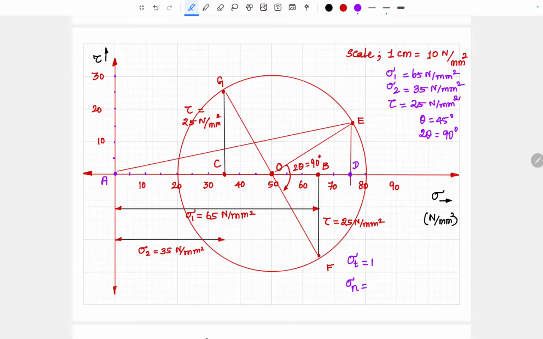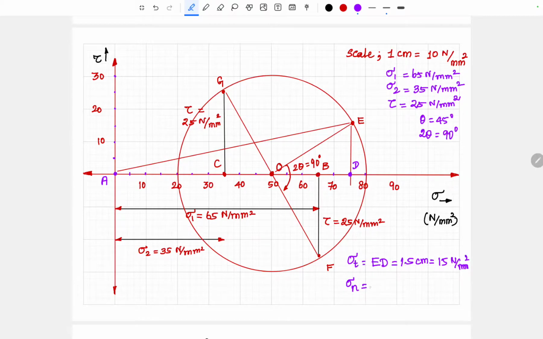Sigma T is nothing but your length of AD. Length of AD is equal to, if I measure from the diagram, that is 7.5 centimeter, which is 75 Newton per mm square. And also, sorry, that is not correct. Sigma T is equal to ED. So ED having the length of 1.5 centimeter, which is with the scale 10 Newton per mm square, 1.5 into 10, 15 Newton per mm square.